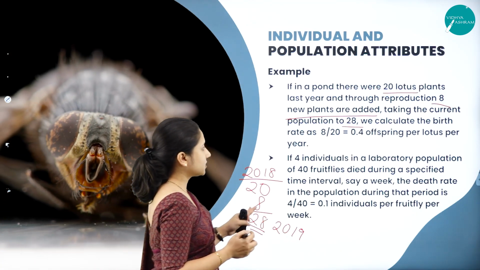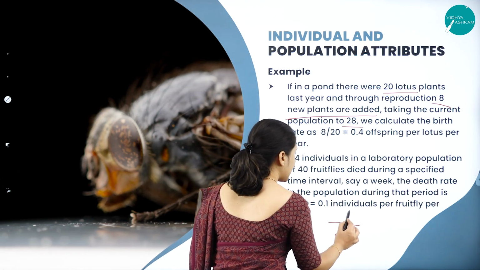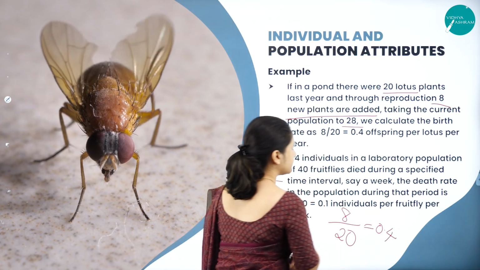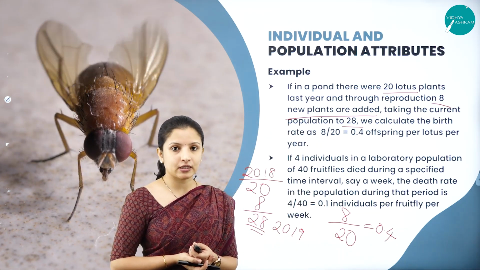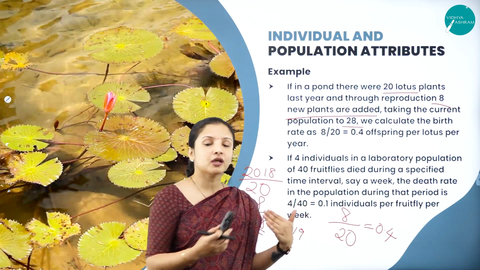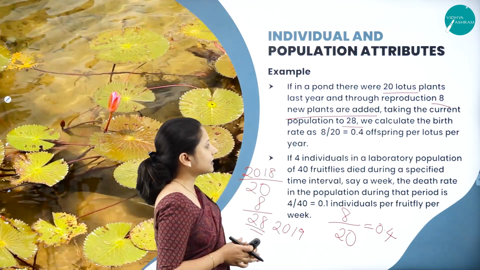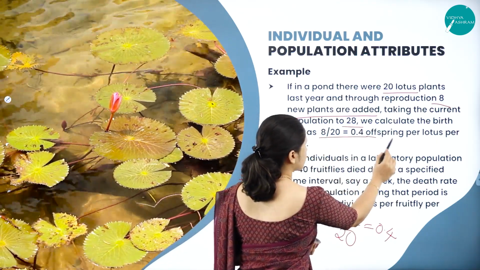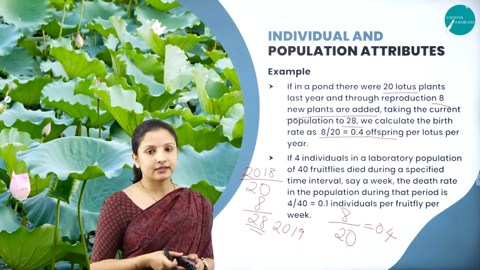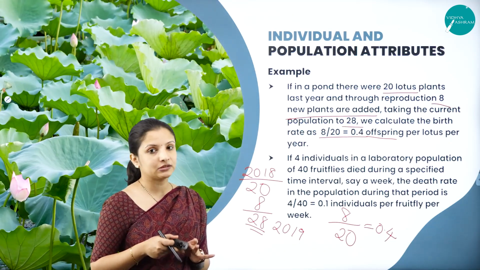So when talking about the birth rates, what we have to do is, there were 20 individuals last year, to which 8 individuals got added, and therefore the birth rate is 0.4. So how much increase in the birth rate? 0.4. Because I'm talking about the population here, it is 0.4. So that is how it is calculated. We calculate the birth rate as 8 divided by 20, which is equal to 0.4 offspring added to the pond in 2019. The birth rate increased by 0.4. That is how we can say it. That is, the annual birth rate increased by 0.4.